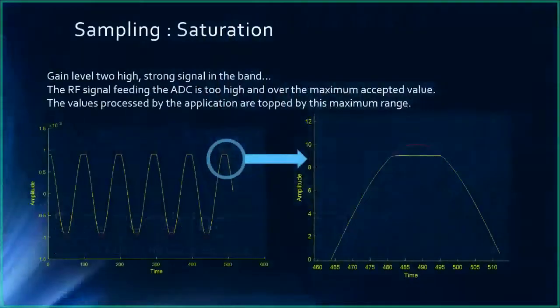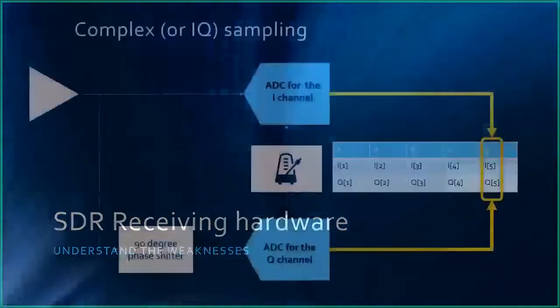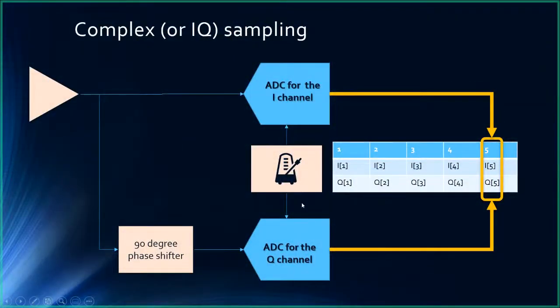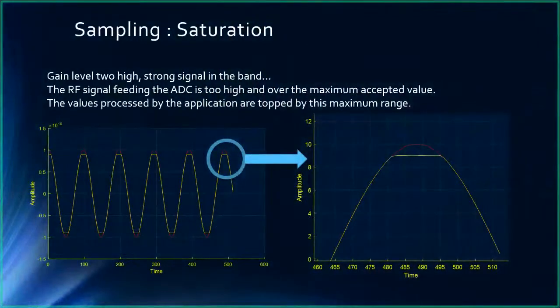And I'll take some examples here. The first point is, what happens if our ADC, our ADCs here that we use to sample the signals, what happens if the signal is too strong in the time domain? You see, the yellow curve is truncated. We are missing the top of it.